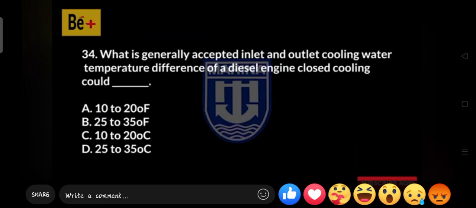What is the generally accepted inlet and outlet cooling water temperature difference of a diesel engine closed cooling system? A. 10 to 20 degrees Fahrenheit. B. 25 to 35 degrees Fahrenheit. C. 10 to 20 degrees Fahrenheit. D. 25 to 35 degrees Fahrenheit. The answer is A. 10 to 20 degrees Fahrenheit.